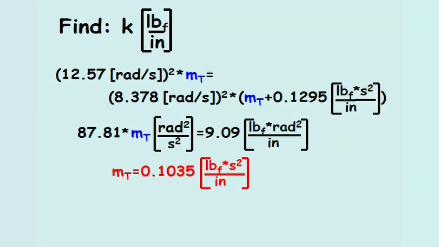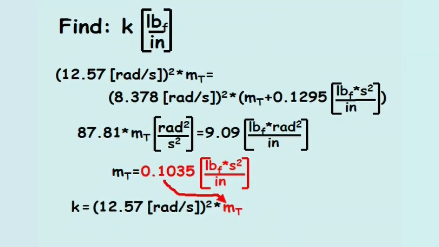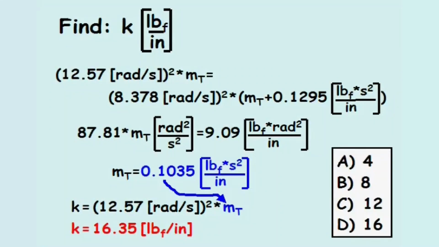If we substitute this mass into the original equation for the table stiffness, we find the table stiffness equals 16.35 pounds force per inch. When reviewing the possible solutions, the answer is D.